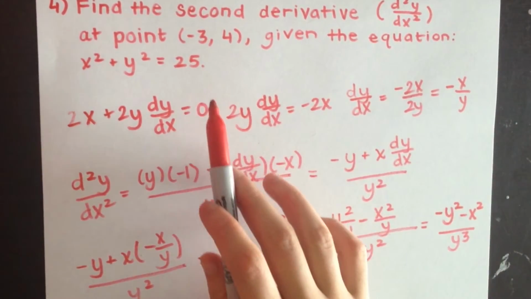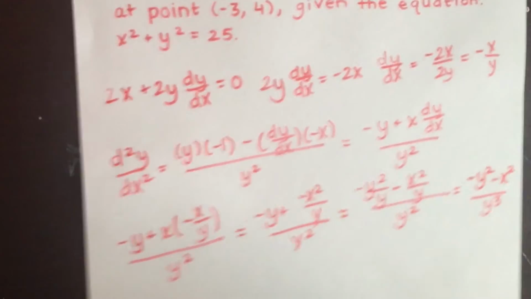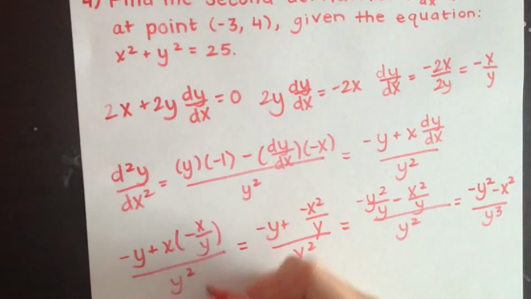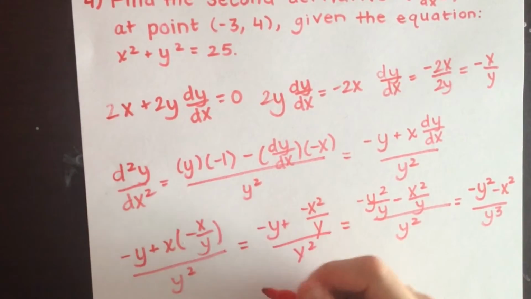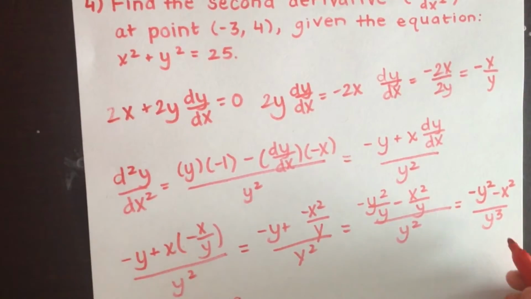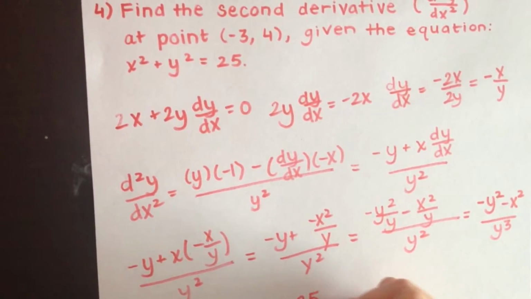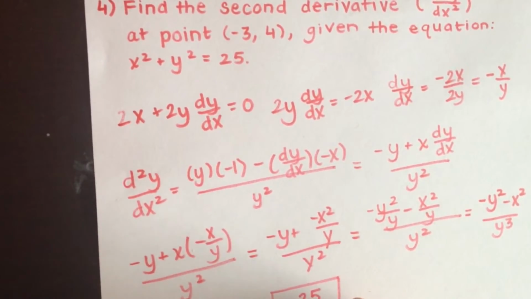Now here they're asking for the second derivative at this given point, so you just plug in the x and the y. So negative y squared is negative 16, minus x squared, which is 9, over 4 cubed, 64. Simplify this, it's just negative 25 over 64. And that's your second derivative.